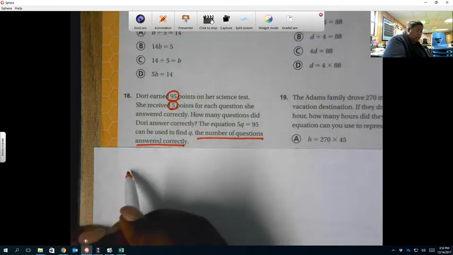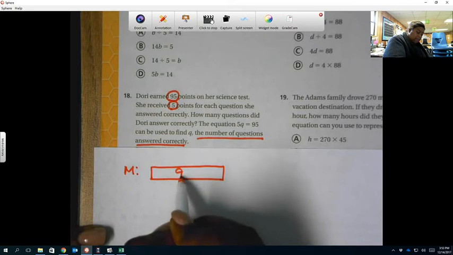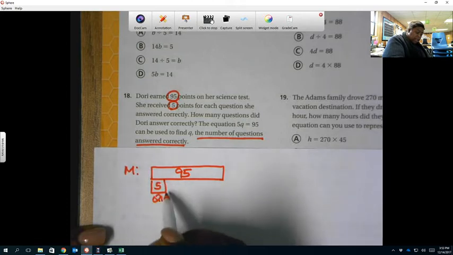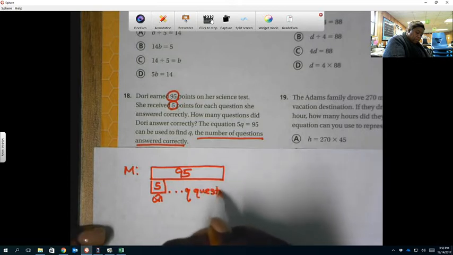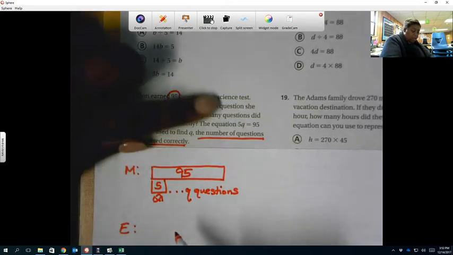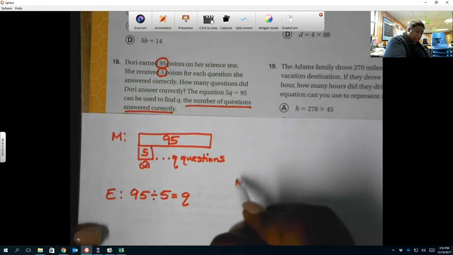So if I draw my model, I know my total is 95. I know that she got 5 points for each question, right? But I don't know how many questions that is. So my equation, one suggested equation is 5Q equals 95, but I could also write 95 divided by 5 equals Q. And now I'm ready to solve for Q.